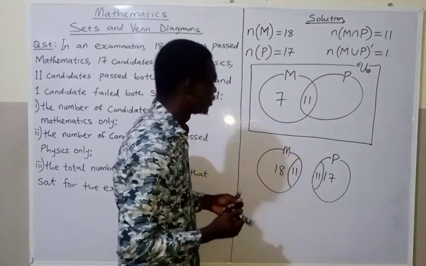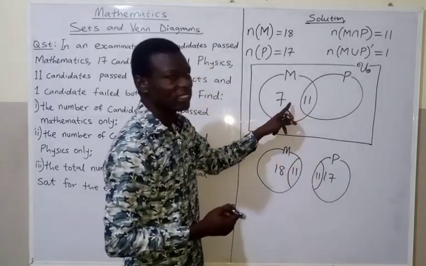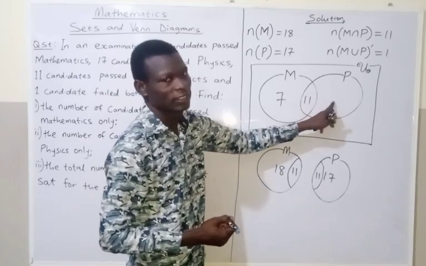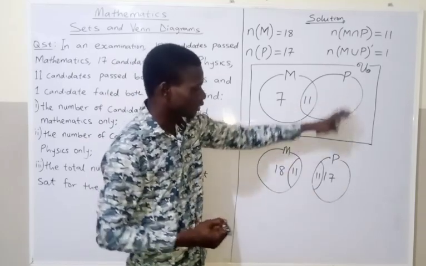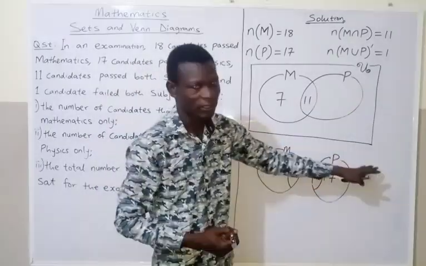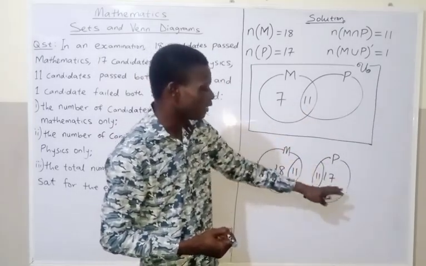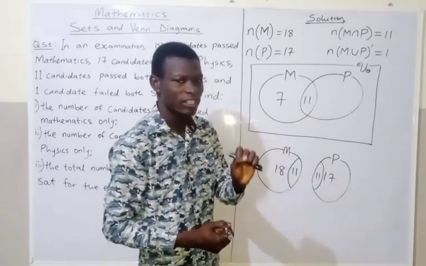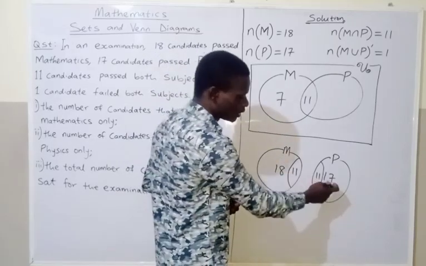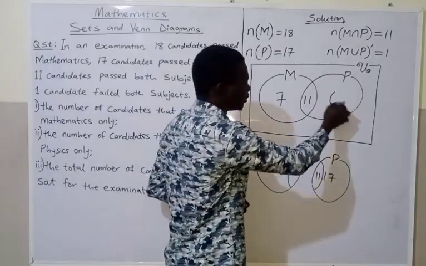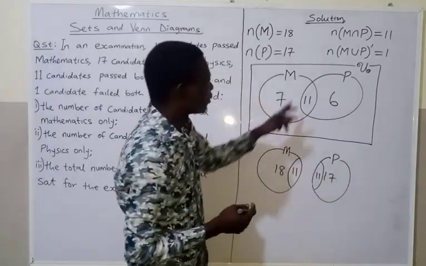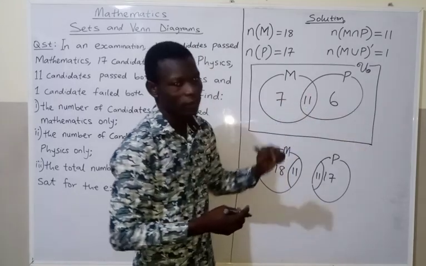So, 7 candidates passed mathematics, but did not pass physics. Now, of this physics, there are 17 candidates generally that pass physics, but of this 17, 11 also passed mathematics. So how many candidates passed physics only, but they did not pass mathematics? That's going to be 17 minus 11, and that's going to be 6. So this is the setup for our Venn diagram.